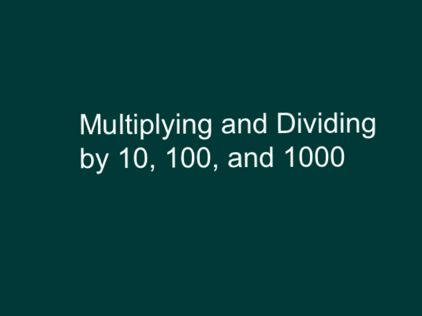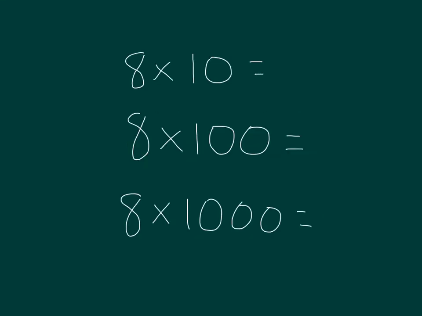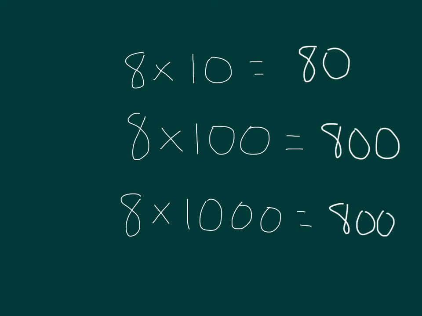Within this lesson, we'll look at multiplying and dividing by 10, 100, and 1000. Here we have 8 times 10, 8 times 100, and 8 times 1000. We're taking that same number 8 and multiplying it by 10, 100, or 1000. 8 times 10, we have 8 tens, which we also write as 80. 8 times 100, we have 8 hundreds, which we write as 800. And 8 times 1000, we have 8 thousands, which we can write as 8000, 8 followed by 3 zeros.